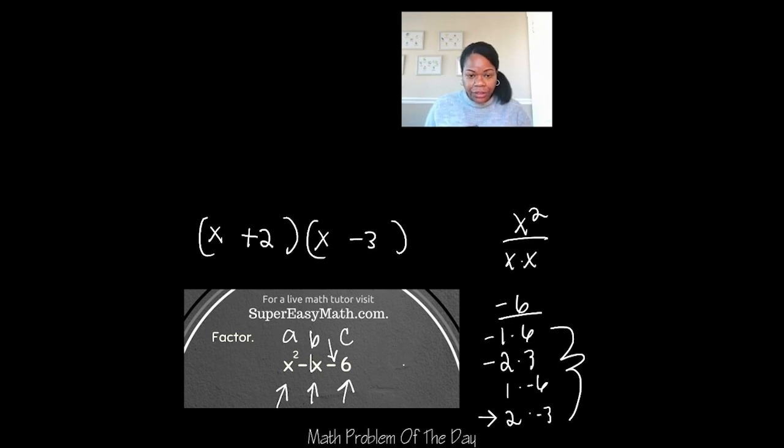x minus 3. If you were to distribute that out, or FOIL, first, outer, inner, last, or I like to think of it as distributing twice, you would end up with the exact same answer that you started with as long as you did it correctly. So that would be the x times this x is x squared, and then the x times this minus 3 is negative 3x, then the 2 times the x, and then the 2 times the minus 3. When you simplify all that out, you're going to get this.